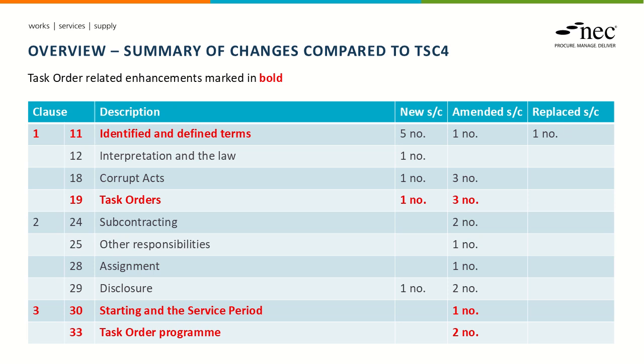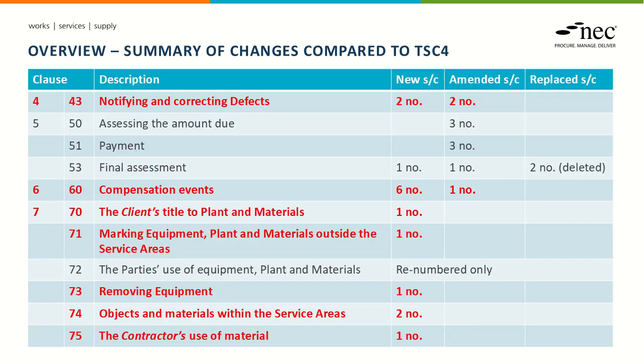The table identifies where in the contract we have made changes. Specifically on these slides, where it's marked in red, these are related to the task order enhancements. So there have been a variety of changes through the contract related to enhancing the task order provisions. You can see here that quite a few changes have been made in section 7 of the contract, and all of these relate to enhancing the task order provisions.